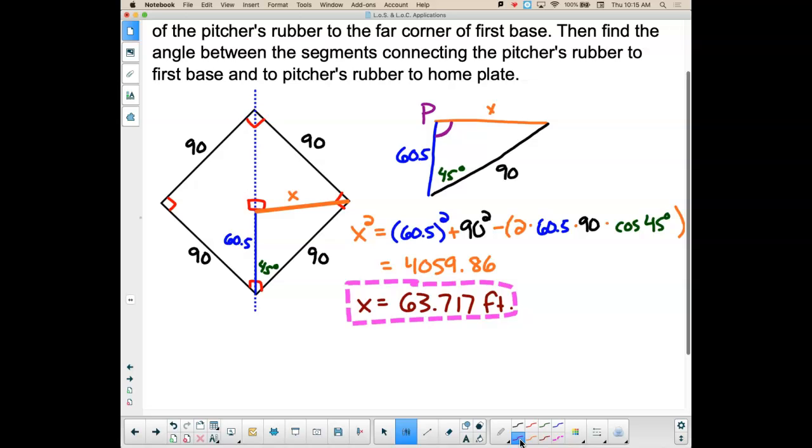Which angle should we really find first? The other angle. Let's call it angle F for first base. So we should find angle F if we're going to use the law of sines. If we wanted to find angle P, what should we use? Law of cosines, because it might be an obtuse angle, and the law of cosines would give us an obtuse angle. So find me angle P somehow, some way.